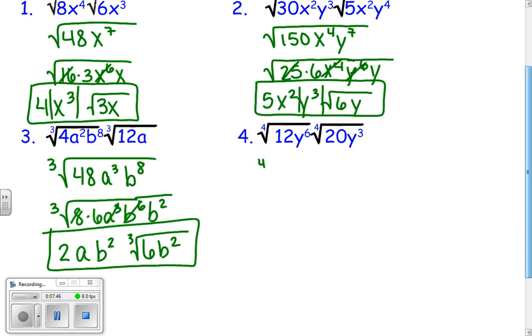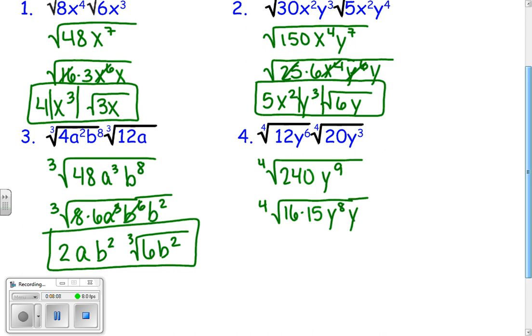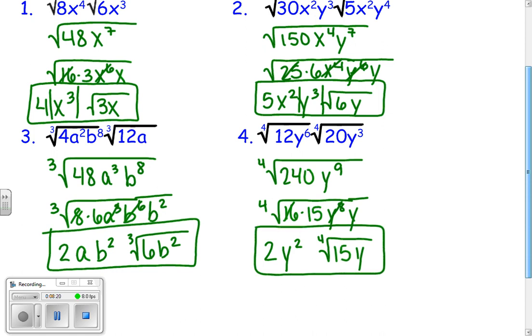Number 4, I get the fourth root of 12 times 20 is 240, and y to the 6th times y to the third is y to the 9th. If you check your list of perfect fourths for 240, you would find that 16 is a factor. So we're going to make this 16 times 15. Y to the 9th will become y to the 8th times y. The fourth root of 16 is 2, and the fourth root of y to the 8th is y squared, which means you're left with the fourth root of 15y. No absolute values because even though you started even, you ended even.